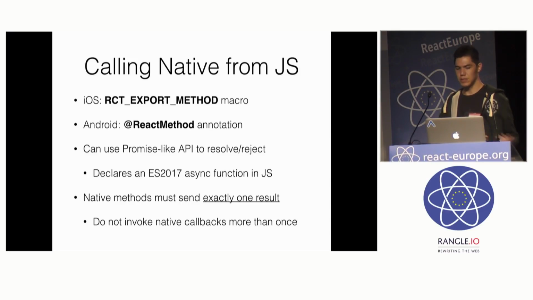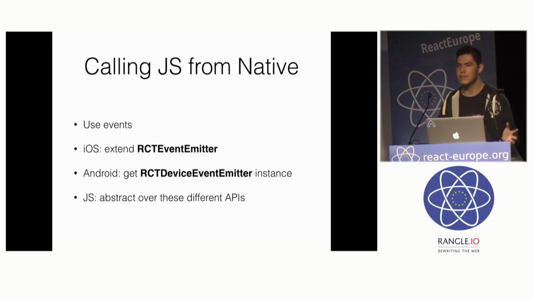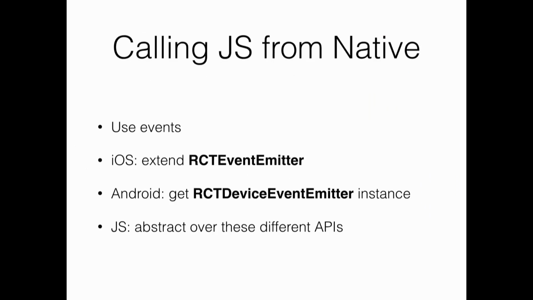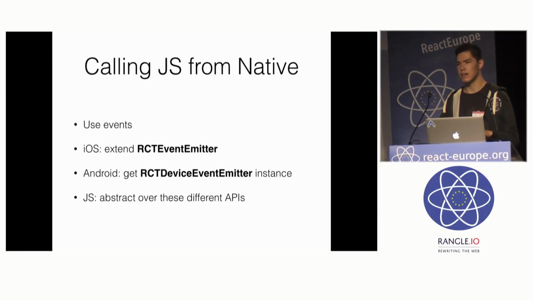So if you want to send back a stream of values from native to JavaScript, then what you do is use events. Events are the mechanism by which you can send information to JavaScript from native. On iOS, you want to look for a class called RCTEventEmitter. On Android, you'll want to get access to the RCTDeviceEventEmitter instance. I'm not going into detail about how to do this, but rather sharing some pointers so that you know what to search for on Google or in the React Native source code.